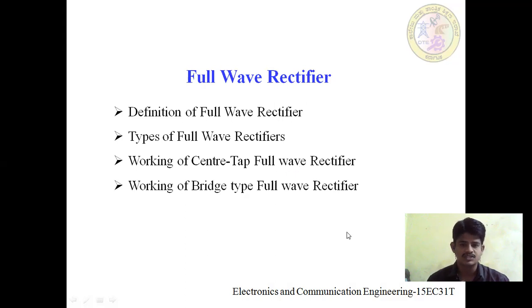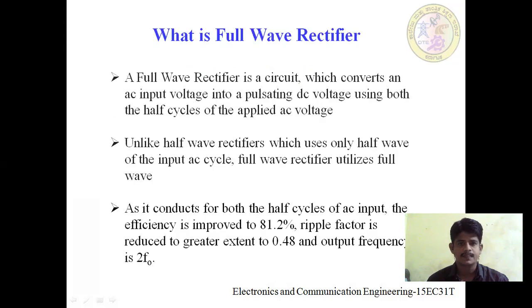Let's begin with the full wave rectifier definition. First we'll understand what is meant by full wave rectifier. In the previous session we discussed the half wave rectifier. A half wave rectifier uses only one diode and conducts only for the half wave of the input signal. For the remaining half it had no output. That's why it was called a half wave rectifier.